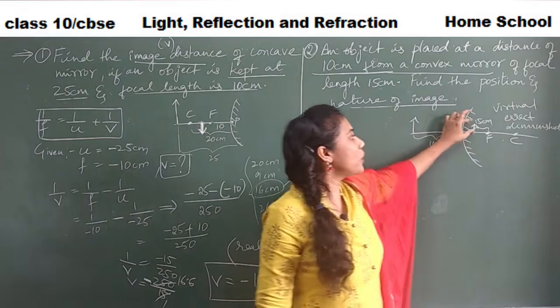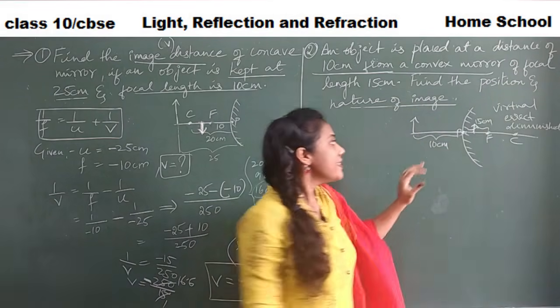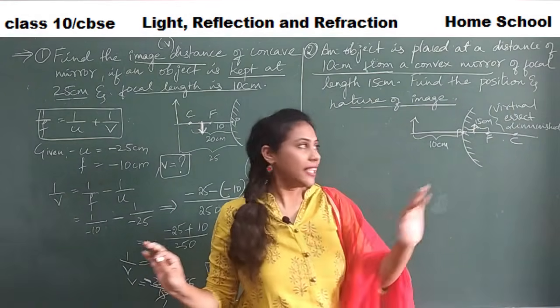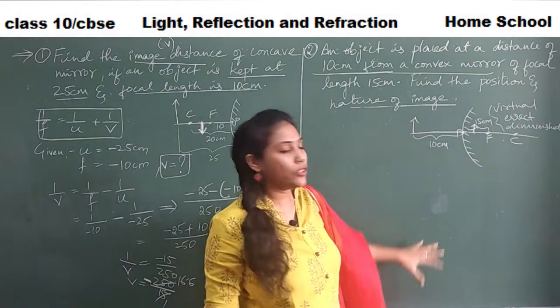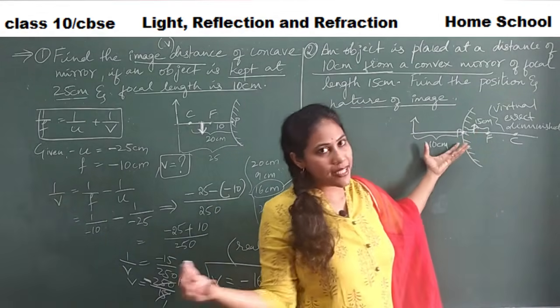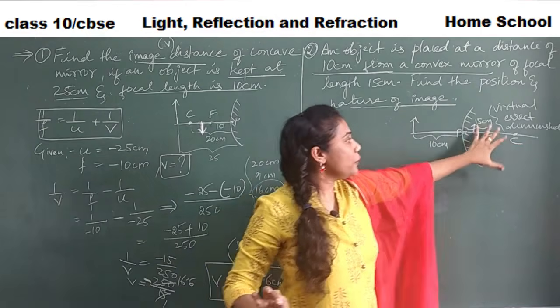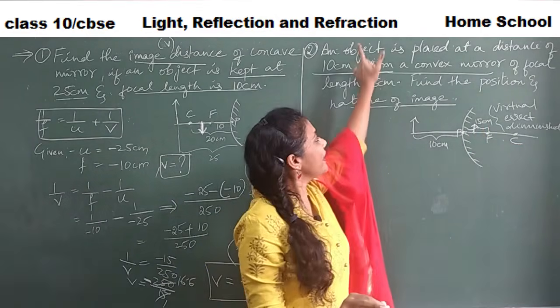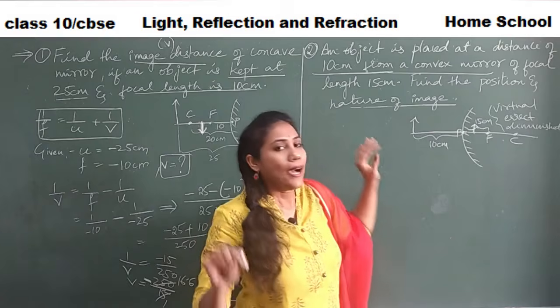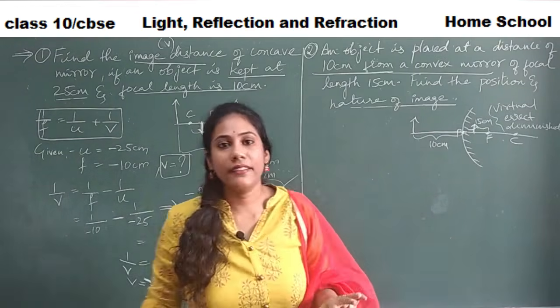Object is bigger, but smaller images you will get, right? So this is the nature we got to know. To find out the nature of the image, you don't need to calculate anything. Just by this visualization, you are able to find the nature. But they asked you exactly the position of the image, right? For that, apply the mirror formula and calculate.